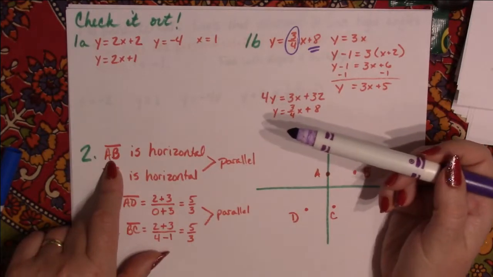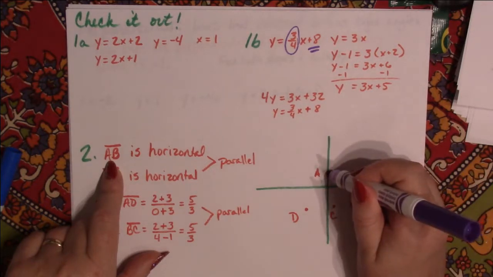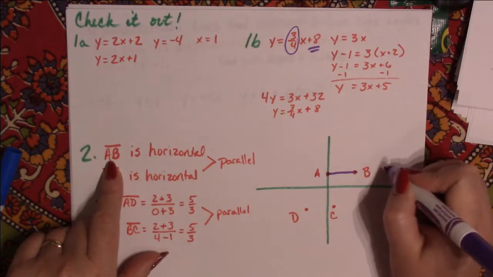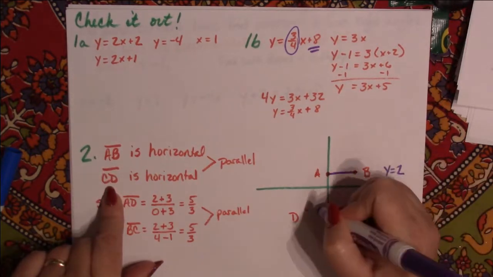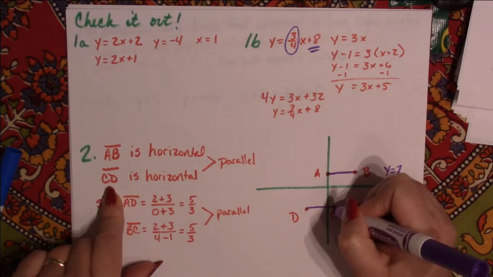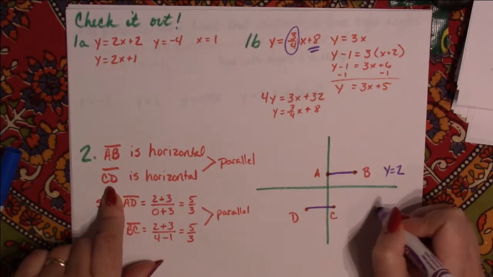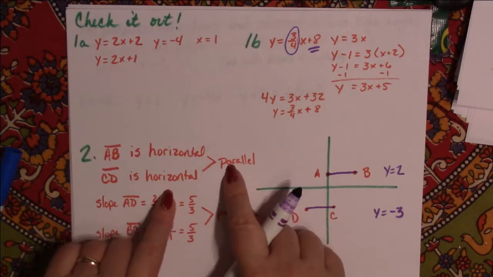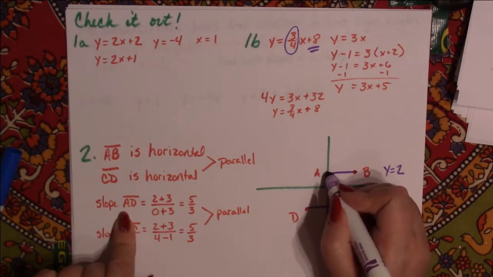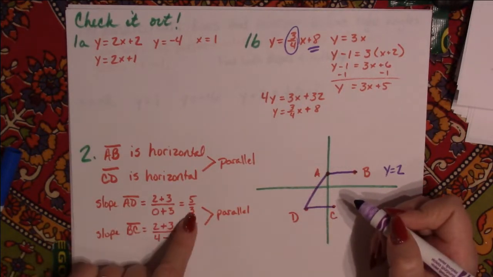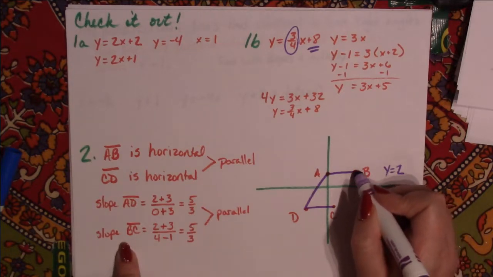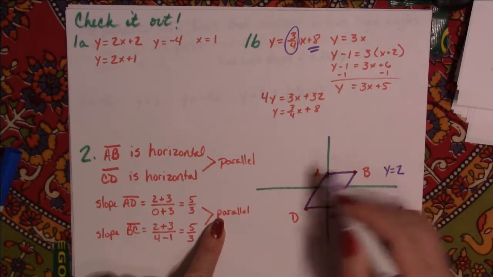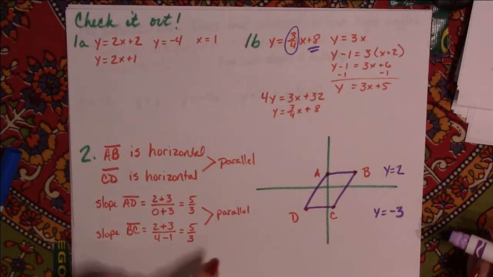So for problem number 2, line AB is horizontal because they're both on y equals 2. And line CD is horizontal because they're both on y equals -3. And because they're both horizontal, they're both parallel. Slope of AD is 5/3, and the slope of BC is 5/3. That makes these parallel also, which means this is a parallelogram.